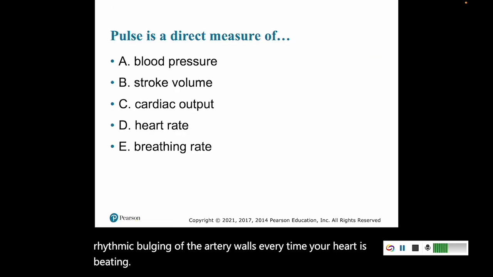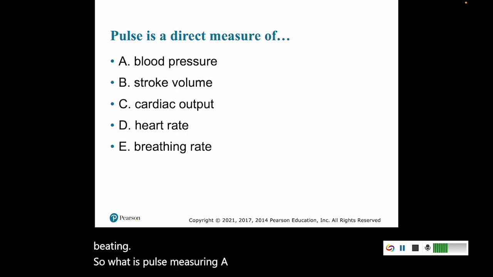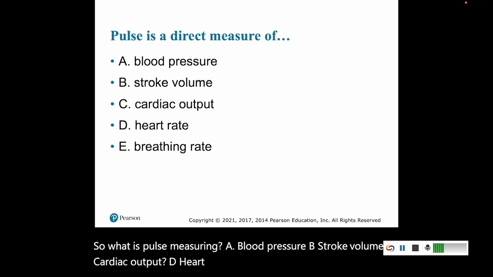So what is pulse measuring? A, blood pressure, B, stroke volume, C, cardiac output, D, heart rate, or E, breathing rate.